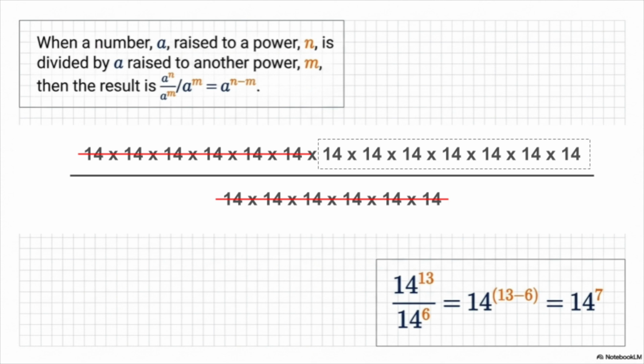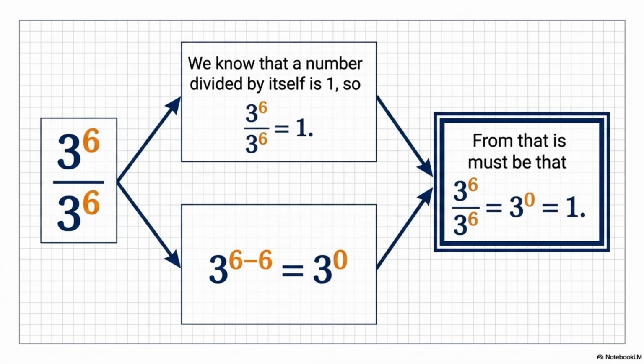But as I'm picturing this crossing out process, I'm noticing a potential trapdoor here. Oh, what do you see? What happens if the top and bottom of that fraction have the exact same exponent?